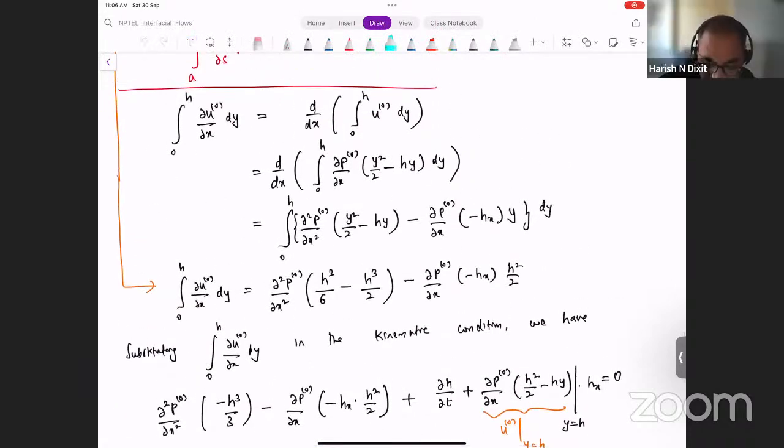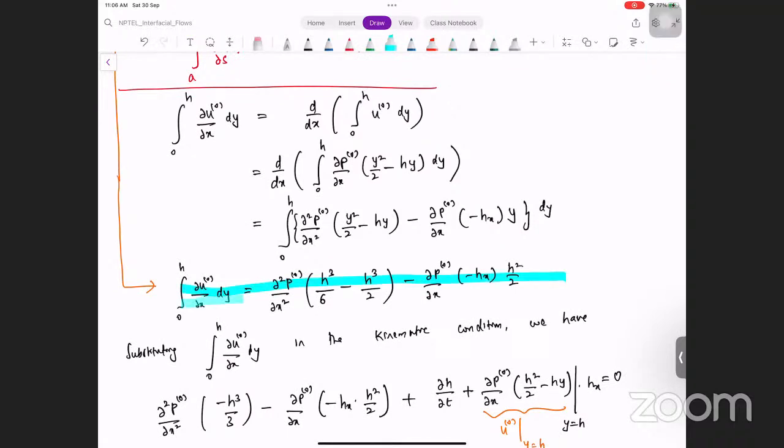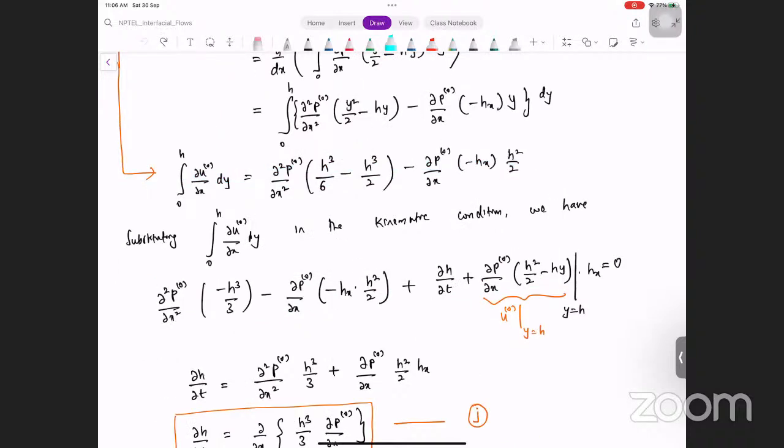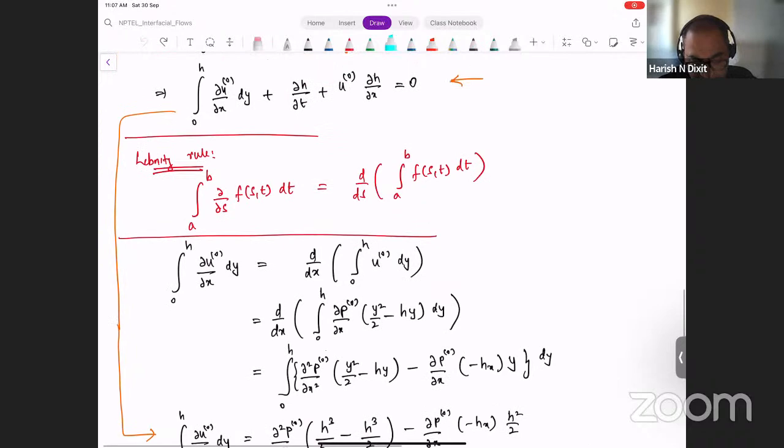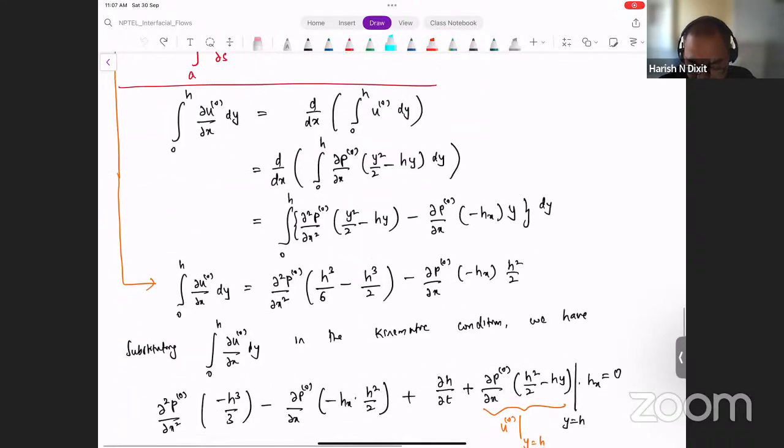Give me a second. Is this step okay? Till here it's okay. Okay. So now substituting this in the kinematic condition, we get. All right. So what have we done here? You just simply substituted it over here.